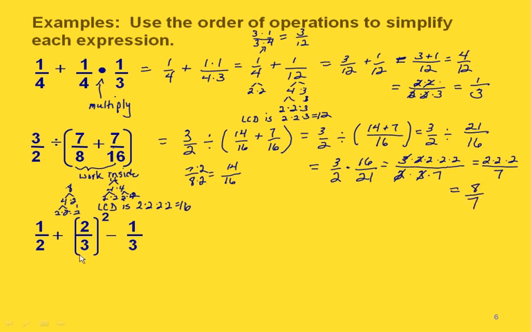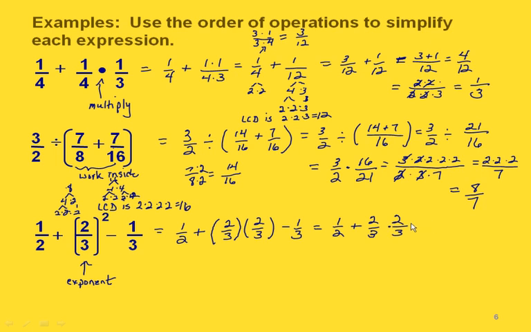One more here. In this one, we have an exponent. We don't have any other grouping symbols, so our next step is to look for exponents. That means that that's the first operation that we have to do. Now let's write this out as a multiplication, because 2/3 squared is just the same as 2/3 times 2/3. Which means that we could write it this way.